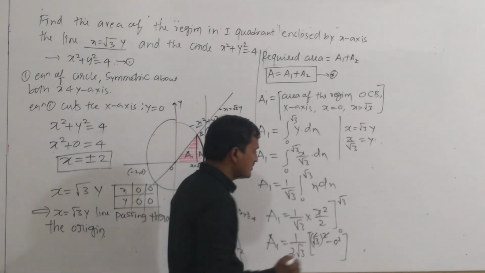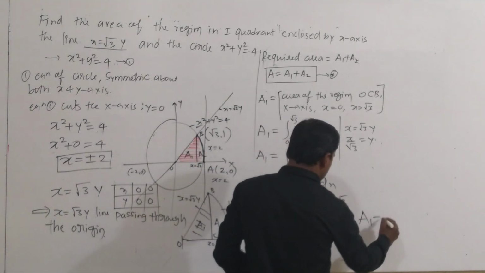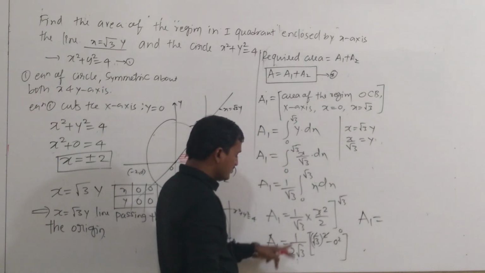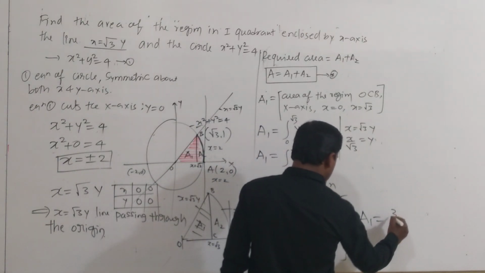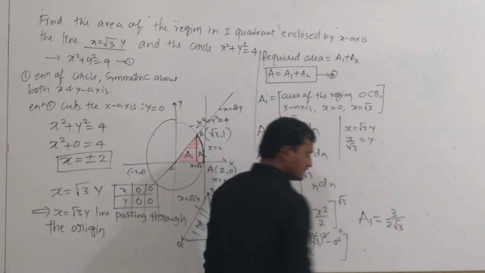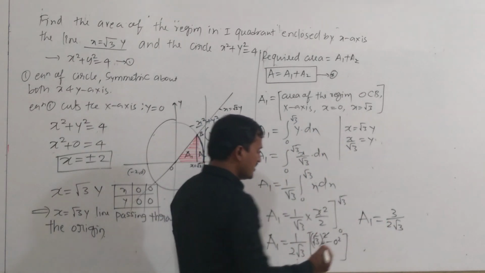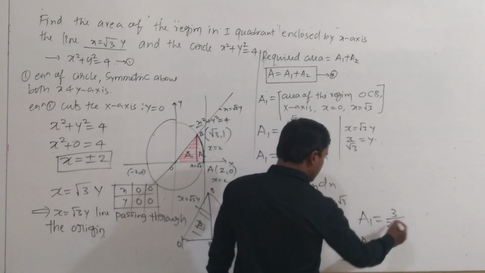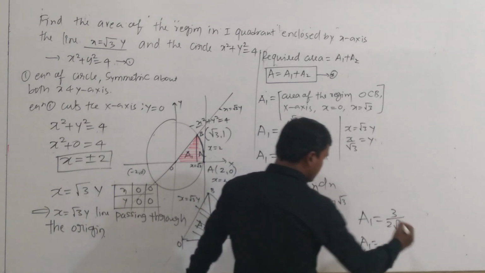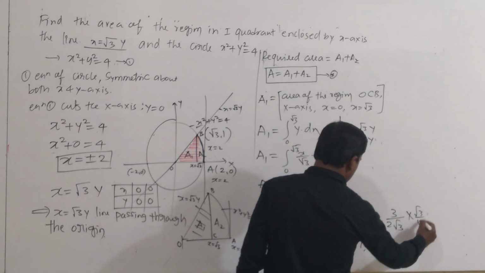0 square means 0. So therefore what is the required answer? A1, right? So A1 is equal to what you are getting, 3 upon 2 root 3. 3 upon 2 root 3, or simplify this one. So multiply and divide by root 3. So here you are getting root 3 divided by root 3.